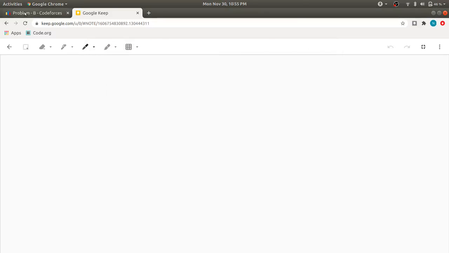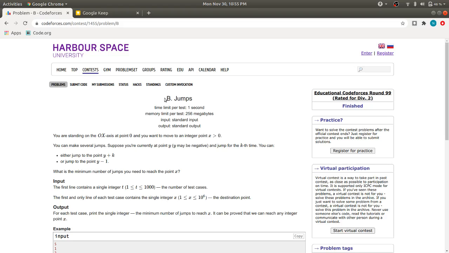So today we are going to see the solution to the problem B jumps. Okay, so this question is from Codeforces Educational Round 99. So let's see what the problem says.